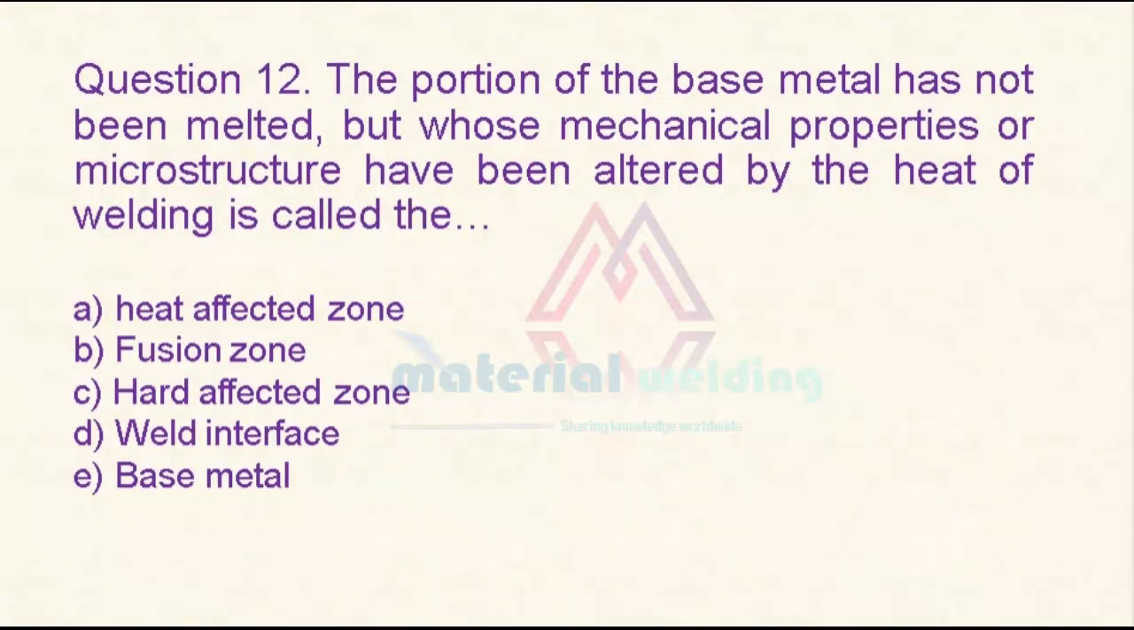Question 12. The portion of the base metal that has not been melted, but whose mechanical properties or microstructure have been altered by the heat of welding, is called the: A. Heat affected zone. B. Fusion zone. C. Hard affected zone. D. Weld interface. E. Base metal.